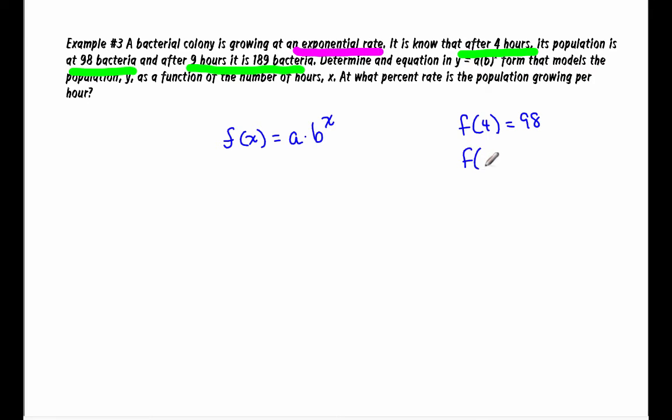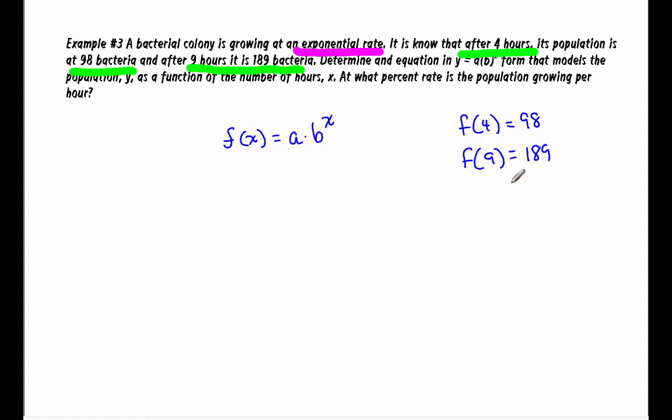Same thing here, except now they're going to give it to you in a word problem. A bacterial colony is growing at an exponential rate. There we go, exponential rate. We know that is f of x equals our principal times a base raised to the x power. It is known that after 4 hours, okay, now they're starting to give us points, the population is 98. So we have to understand that as when I put 4 into this function, the answer is 98. After 9 hours, it's 189 bacteria. So when I put 9 into this function, I get an answer of 189.